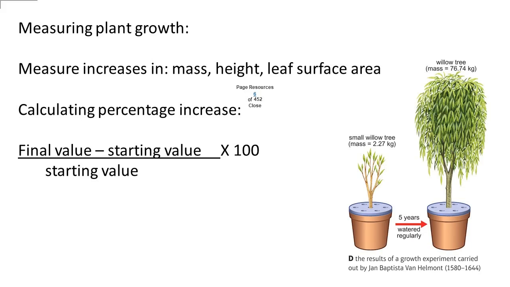So in your book, if you want to pause now and try and use those figures, 2.27 kilograms was the starting mass, 76.74 kilograms was the final mass. If you want to use those two and try and work out the answer for yourself, pause here, make that calculation, and then we'll go through the answer together in a minute.